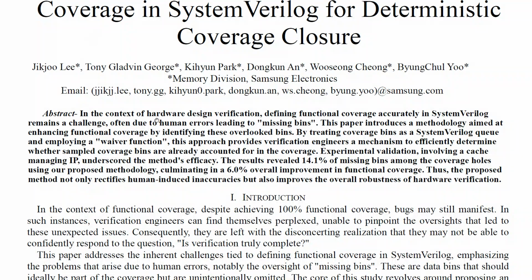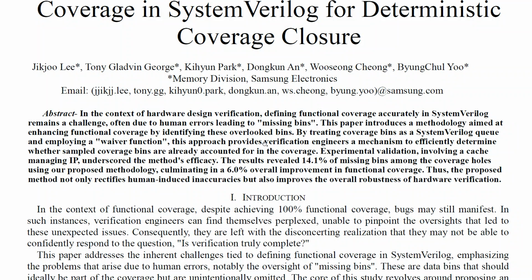In the context of hardware design verification, defining functional coverage accurately in SystemVerilog remains a challenge, often due to human errors leading to missing bins. This paper introduces a methodology aimed at enhancing functional coverage by identifying these overlooked bins, by treating coverage bins as a SystemVerilog queue and employing a waiver function.